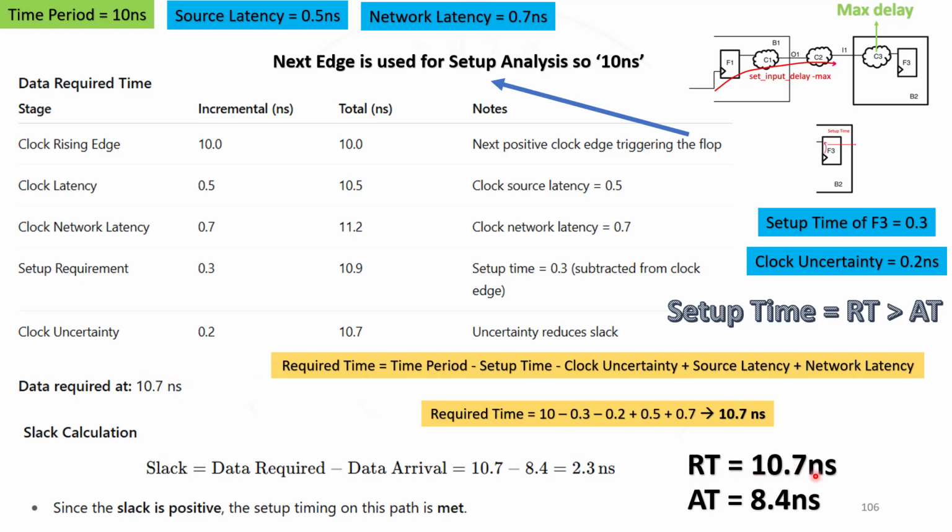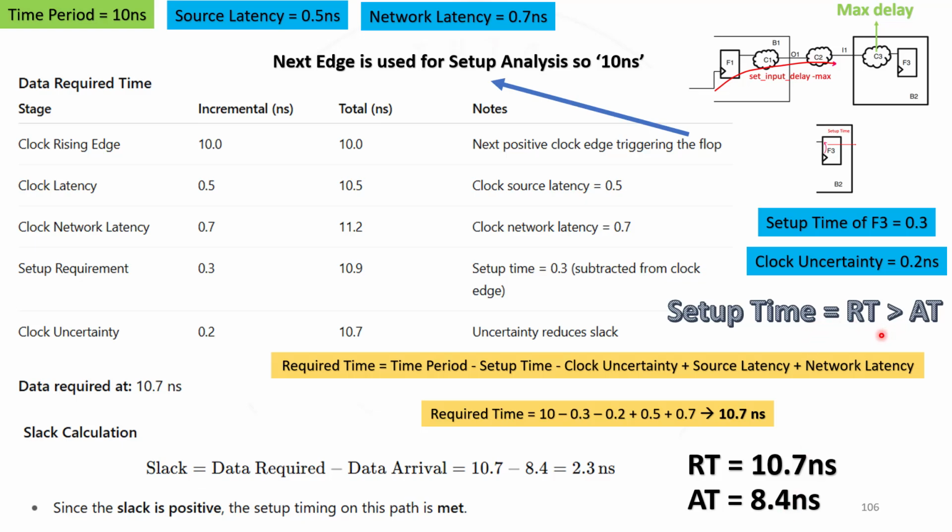So we got required time as 10.7 and arrival time as 8.4. If you want it in formula form, required time is the time period minus setup minus clock uncertainty, followed by adding source latency and network latency. Here the time period I'm taking as 10 nanosecond, setup time is 0.3, clock uncertainty is 0.2, source latency is 0.5, network latency is 0.7. In total you get required time as 10.7, and arrival time, which we saw on the previous slide, as 8.4.